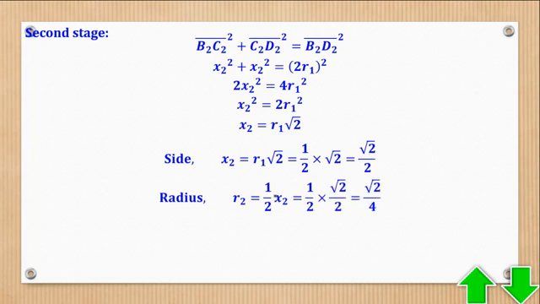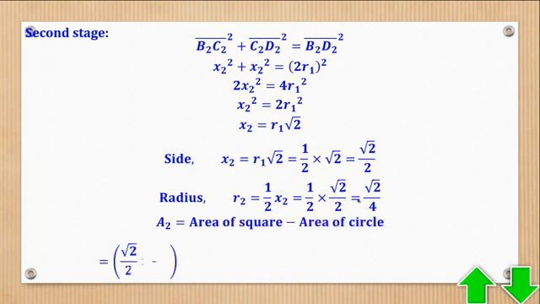And r2 is half, because when you get this and you inscribe, the radius of that circle is half the length of the side. That's why you say half, to give you that. When I know the side and the radius, I can get the areas. So A2 will be the difference between the two areas.